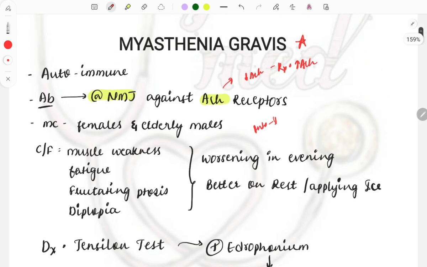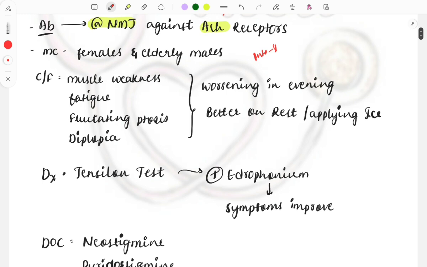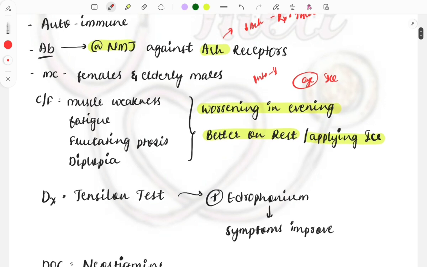Clinical features seen in this myasthenia gravis: muscle weakness, fatigue, fluctuating diplopia, and ptosis. See, whenever you see these things in the question, right? Worsening in the evening, better on rest. So a female coming with the muscle वीकनेस, मेनली the eye muscles, ठीक है, eye muscles की वीकनेस हो रही है, better on rest या फिर applying ice pack. So whenever you see these three things, the buzzwords given in the question: better on rest, applying ice, worsening in the evening, go straight away with myasthenia gravis.